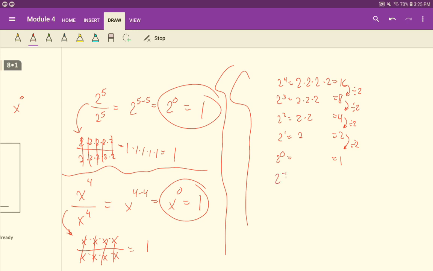So then what about something like 2 to the negative 1? Let's follow the pattern here. What's 1 divided by 2? 1 over 2, or you could also think 1 over 2 to the 1. What about 2 to the negative 2? Divide 1/2 by 2, and you get 1/4, or 1 over 2 to the second.